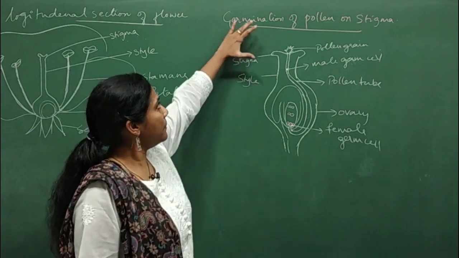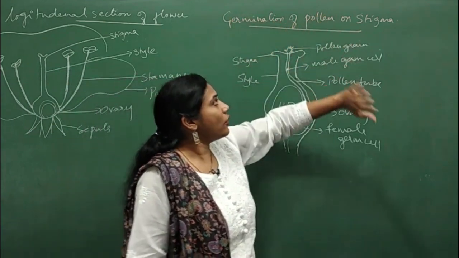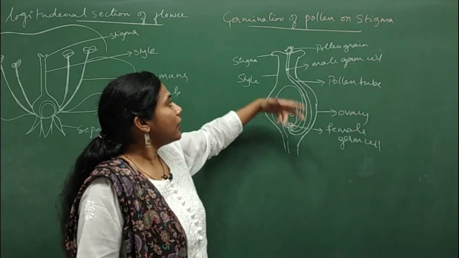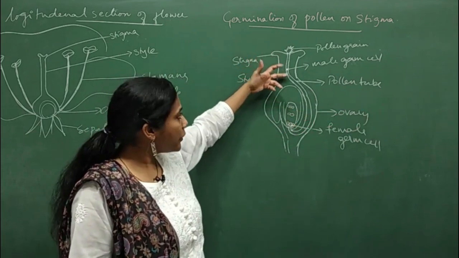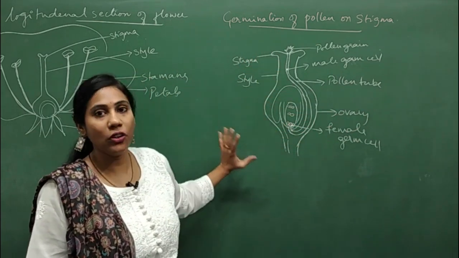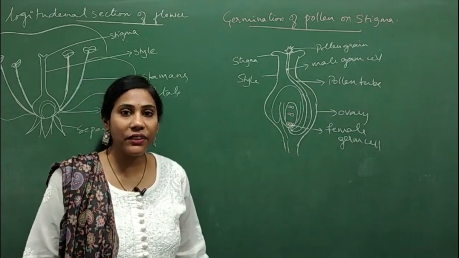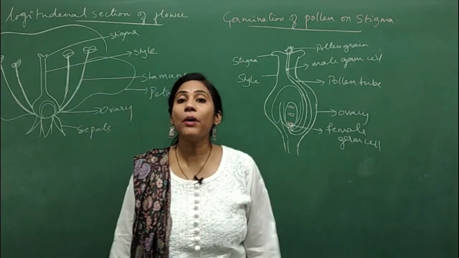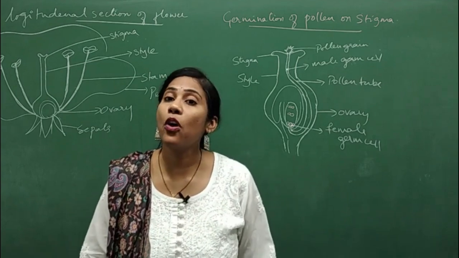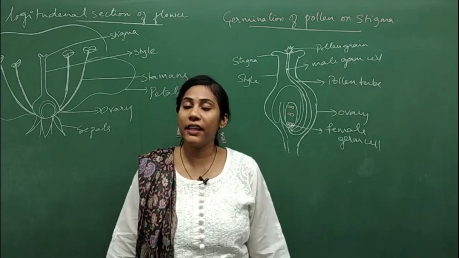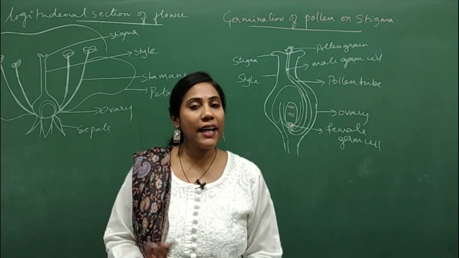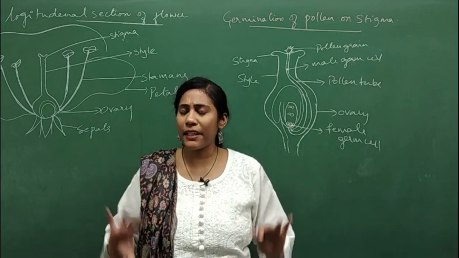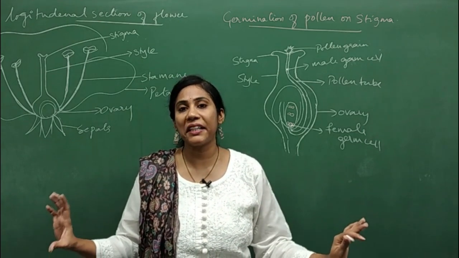So what is the diagram? Germination of pollen on stigma, or the growth of pollen tube. That also can be a heading. Clear, everyone? So these are the two important diagrams from how do organisms reproduce. Clear? So so far I have shown you the 6 diagrams. These 6 diagrams are the most important diagrams, guys.